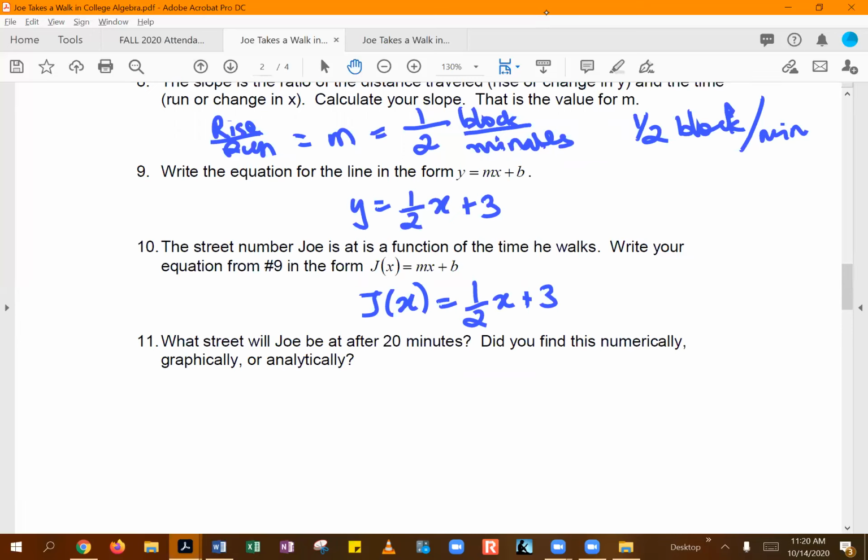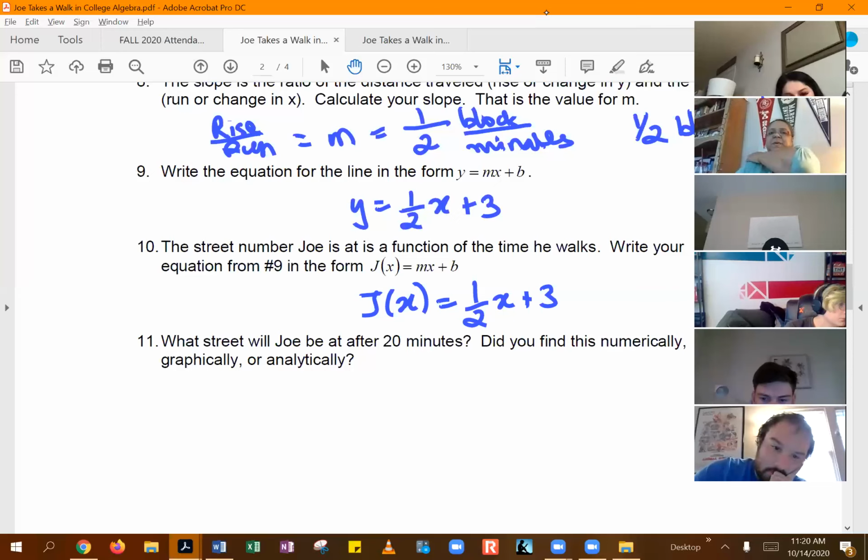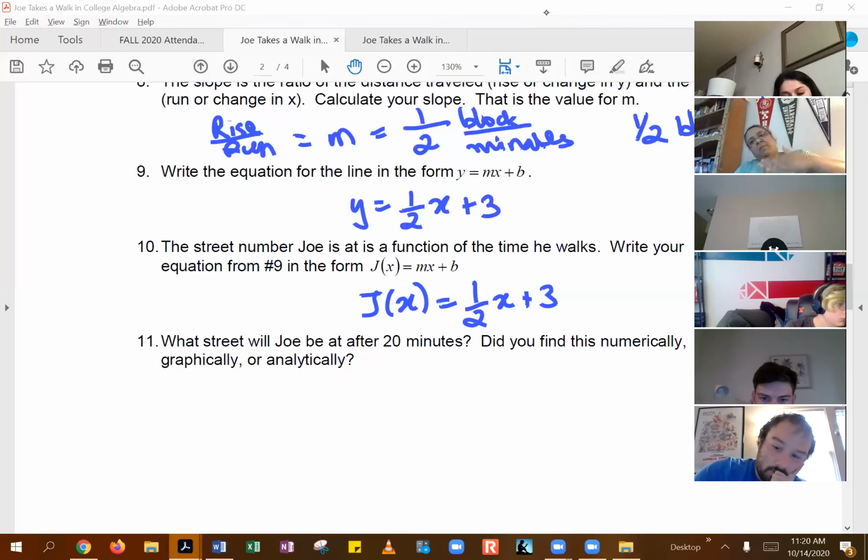So the idea here is we were given the speed at which he's walking. We were able to come up with this table, fill it up with that information. Based on the table, we were able to come up with its graph. And then based on the graph and those ordered pairs, we now have an equation. So you can see the flow of information, how it works.